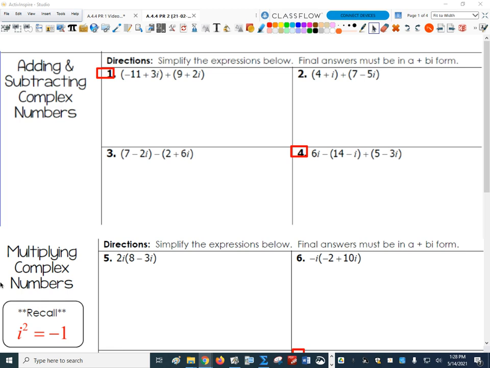Okay, adding and subtracting complex numbers. This is super short. It is super easy. All you ever have to do when you're adding or subtracting complex numbers is just treat the i like a variable. That's it, right? That's it, no problem.